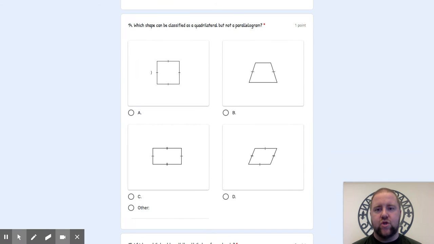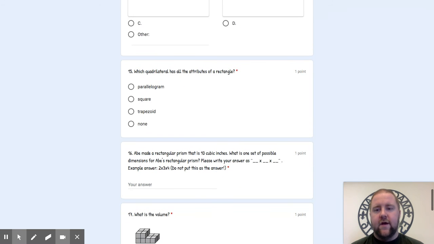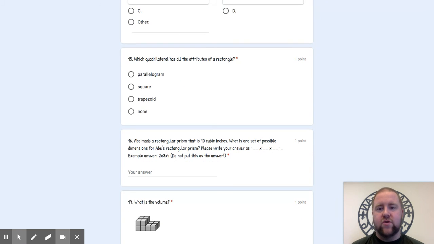14, it says, which shape can be classified as a quadrilateral but not a parallelogram? So again, find which one of these is a quadrilateral but is not a parallelogram. 15, it says, which quadrilateral has all the attributes of a rectangle? Kind of like the question we said just one or two ago. Which one of these choices here has all of the same attributes as a rectangle? All right, so think about what the definition of a rectangle is and which one matches those.